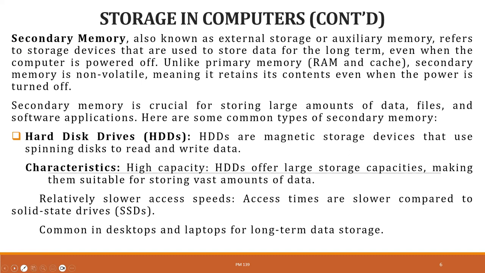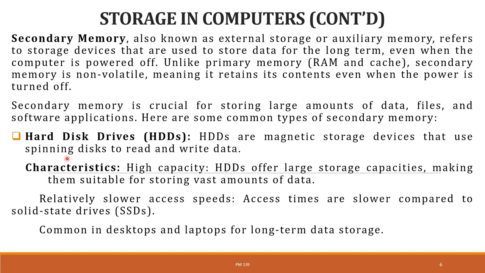Now we have the secondary memory, which is also known as the external storage or auxiliary memory. So when you hear of auxiliary memory or external storage, then it means we are talking about a secondary memory. And this refers to storage devices that are used to store data for a long period of time. Even when the power goes off, we still have such data stored on such memory.